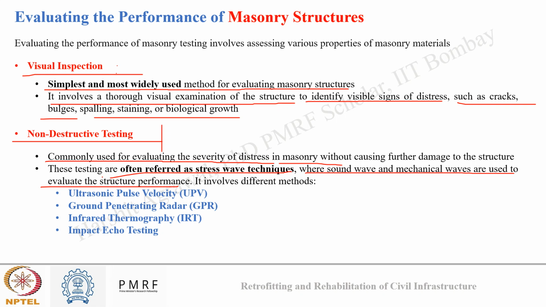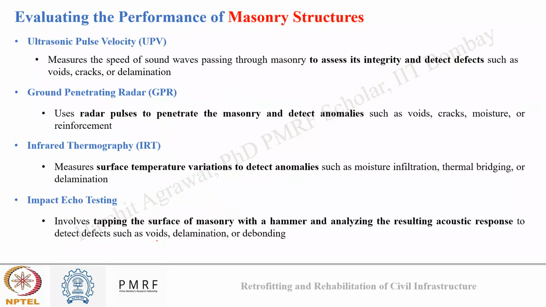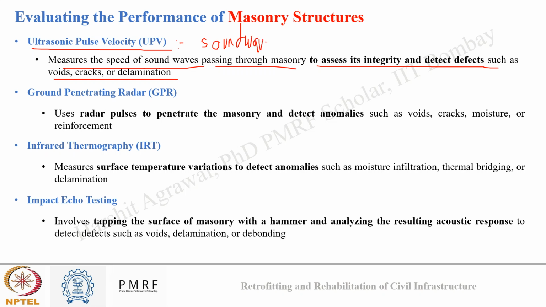For masonry structures, the non-destructive techniques used are of four types: ultrasonic pulse velocity, ground penetrating radar, infrared thermography, and impact echo testing. Now, how do these four types of testing work? In ultrasonic pulse velocity, we measure the speed of a sound wave passing through the masonry to assess integrity and detect defects such as voids, cracks, and delamination. We will see how in the next slide with the diagram.